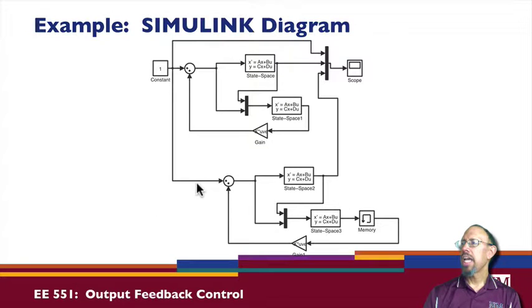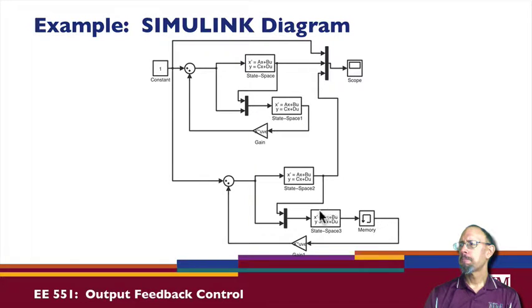Alright, so now I can use this Simulink diagram to simulate the system. This scope is going to look at the output of the system. It's going to look at the step input that's being applied. This is a constant, which is basically a step input. And then we're going to look at the output of the system using a reduced order observer.